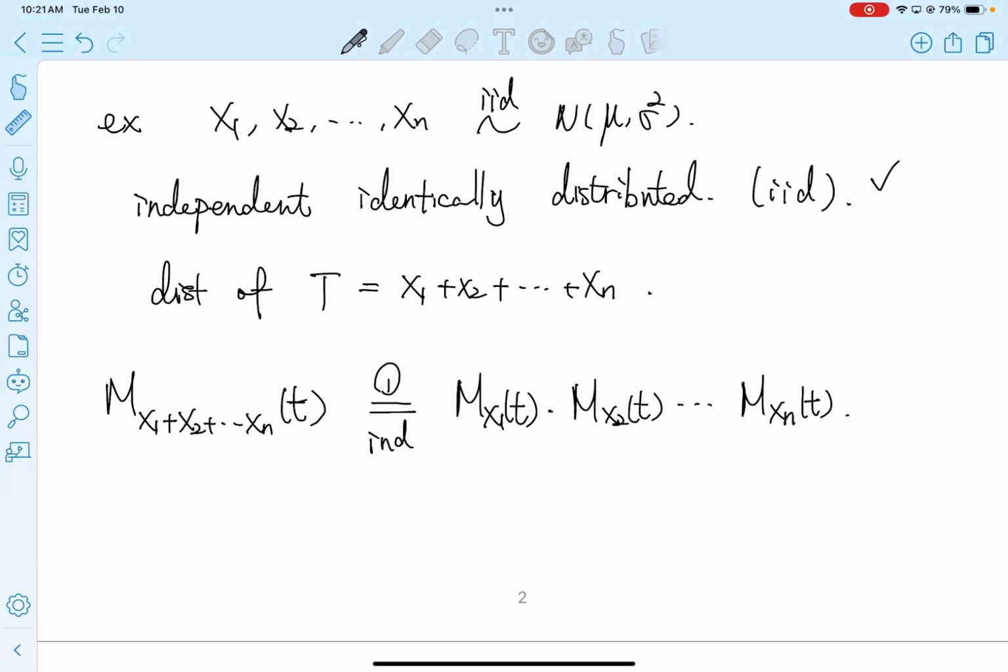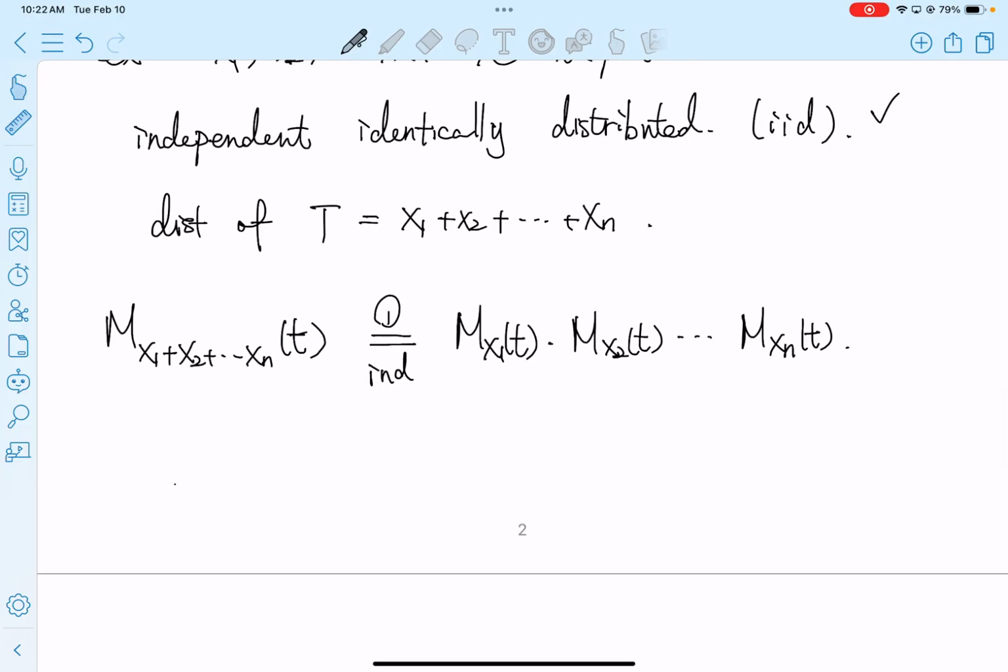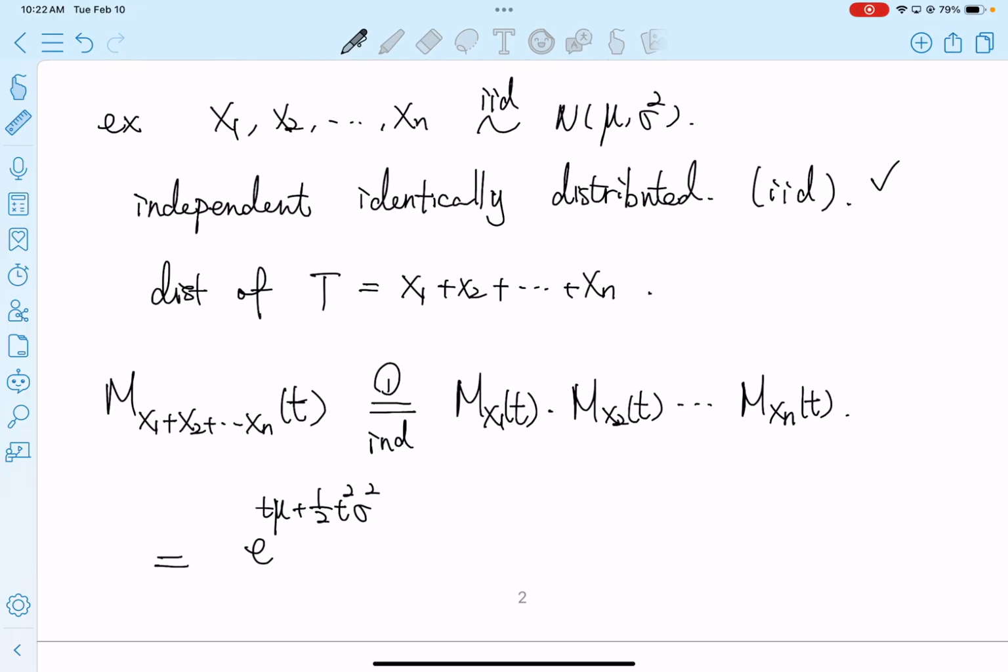Because they are independent, you can write the moment generating function of the sum as the product of the individual moment generating functions. Next, just plug in the moment generating function that we derived last time. We will have e raised to the power of t mu plus 1/2 t squared sigma squared. That is for the first one, because each random variable xi follows the normal distribution with mean mu and variance sigma squared, so their individual moment generating function takes the form we derived last time. That's for x1.